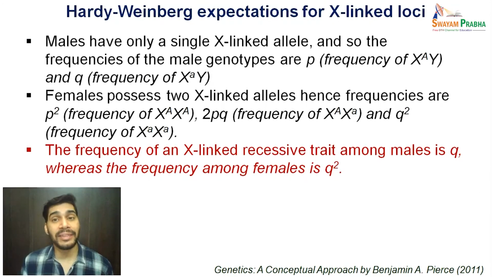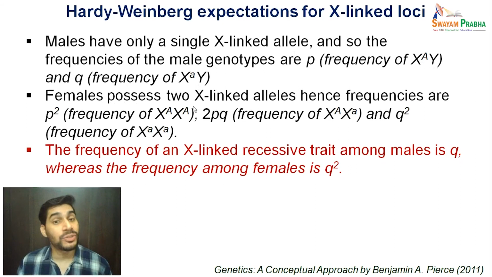Moving ahead with the X-linked loci. Males have only a single X-linked allele, and so the frequencies of the male genotypes are p, that is the frequency of XAY, and q, that is the frequency of XaY.